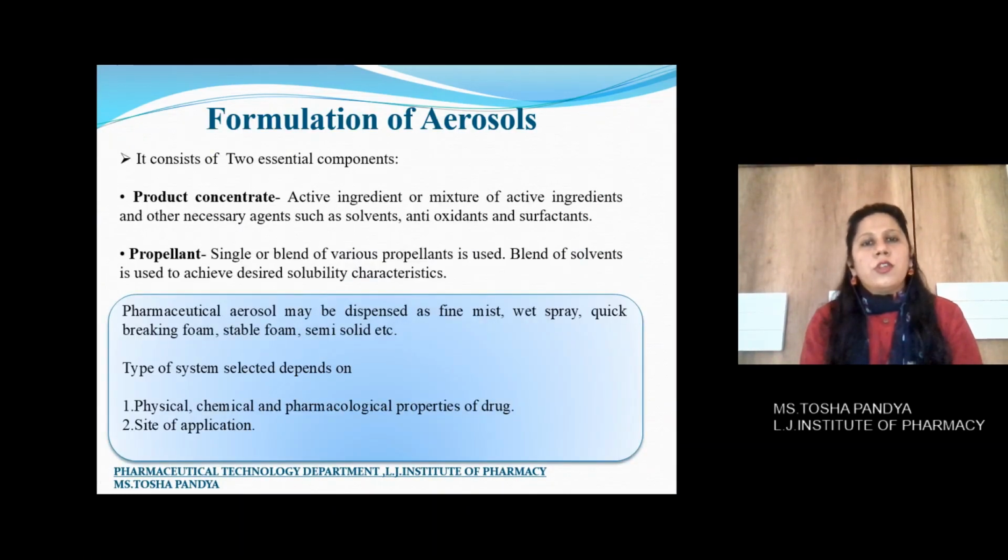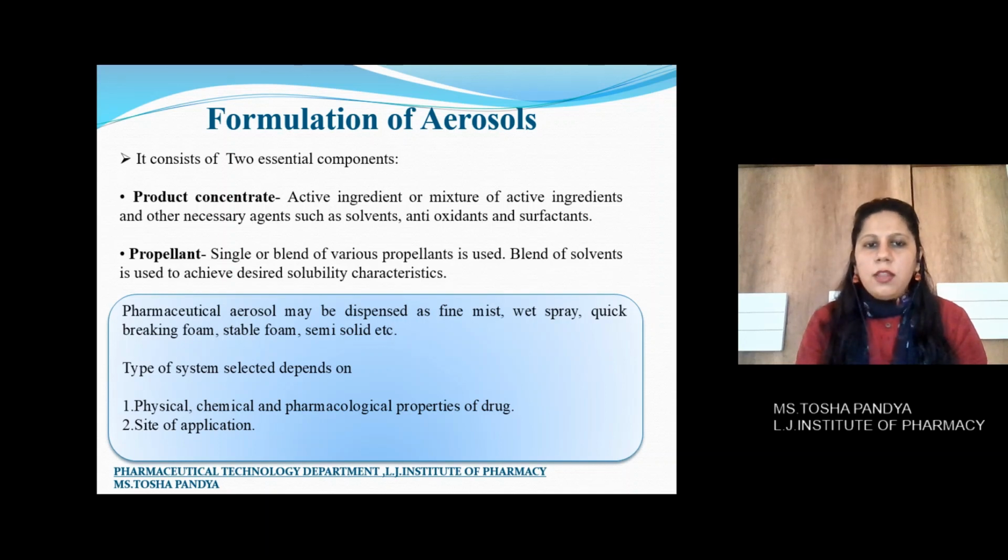Next, coming to the formulation of aerosol. The aerosol consists of two essential components. One is the product concentrate, which is our main active ingredient along with other agents such as the solvents used to solubilize our drug, antioxidants to prevent the degradation of our drug, and the surfactants to keep the drug properly dispersed throughout the system. The other is the propellant. As you have seen, propellants have numerous functions: they are used to dispense the product from the aerosol package, and they provide proper pressure within the system.